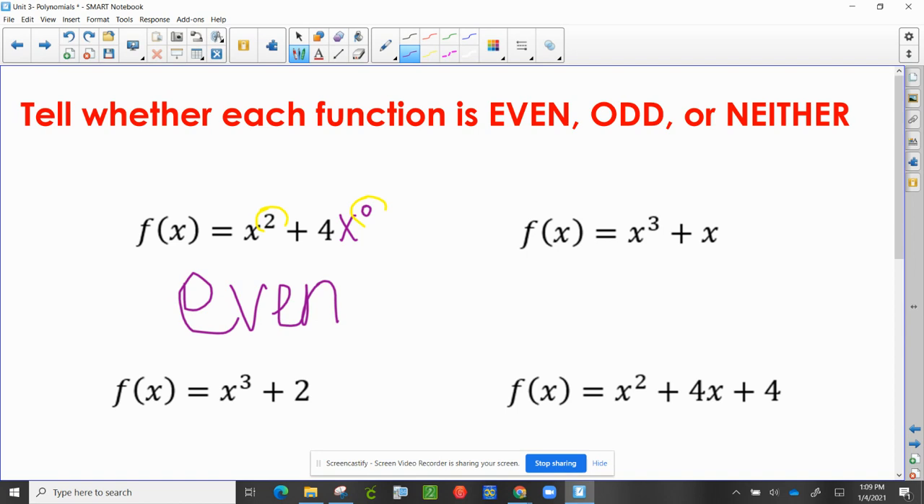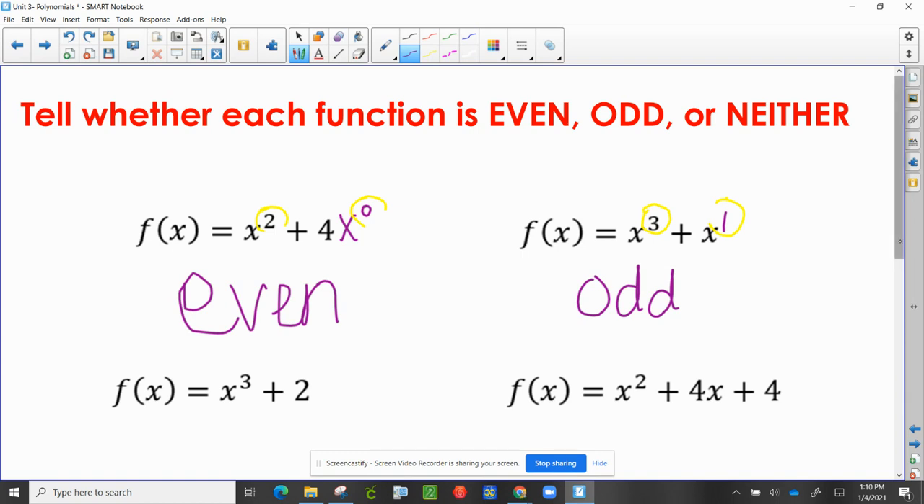If I look at the next one, x cubed plus x, we have x cubed. If we have just a plain x, that's technically like x to the first. So if we look at that, would this be even, odd, or neither? Hopefully you're looking at the exponents. We have an odd number and an odd number. So if they're both odd, this is an example of an odd function.